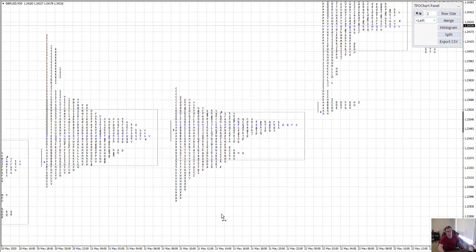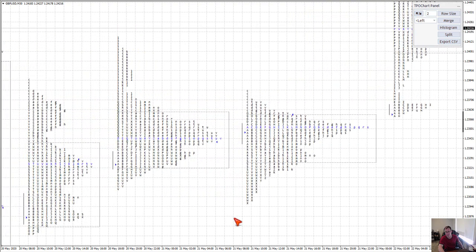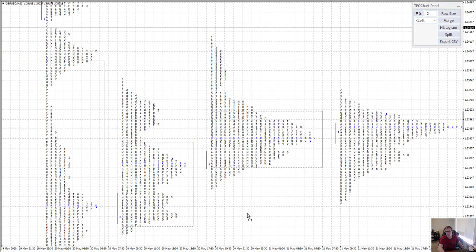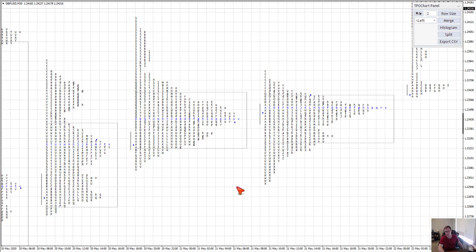So let's talk a little bit more about this market profile. A lot of people are quite intimidated by it. It doesn't look like a normal bar chart. There's no candles. It's completely different. But there are huge advantages to this. It might take you a couple weeks, a couple months to learn this, but it's going to give you an edge.